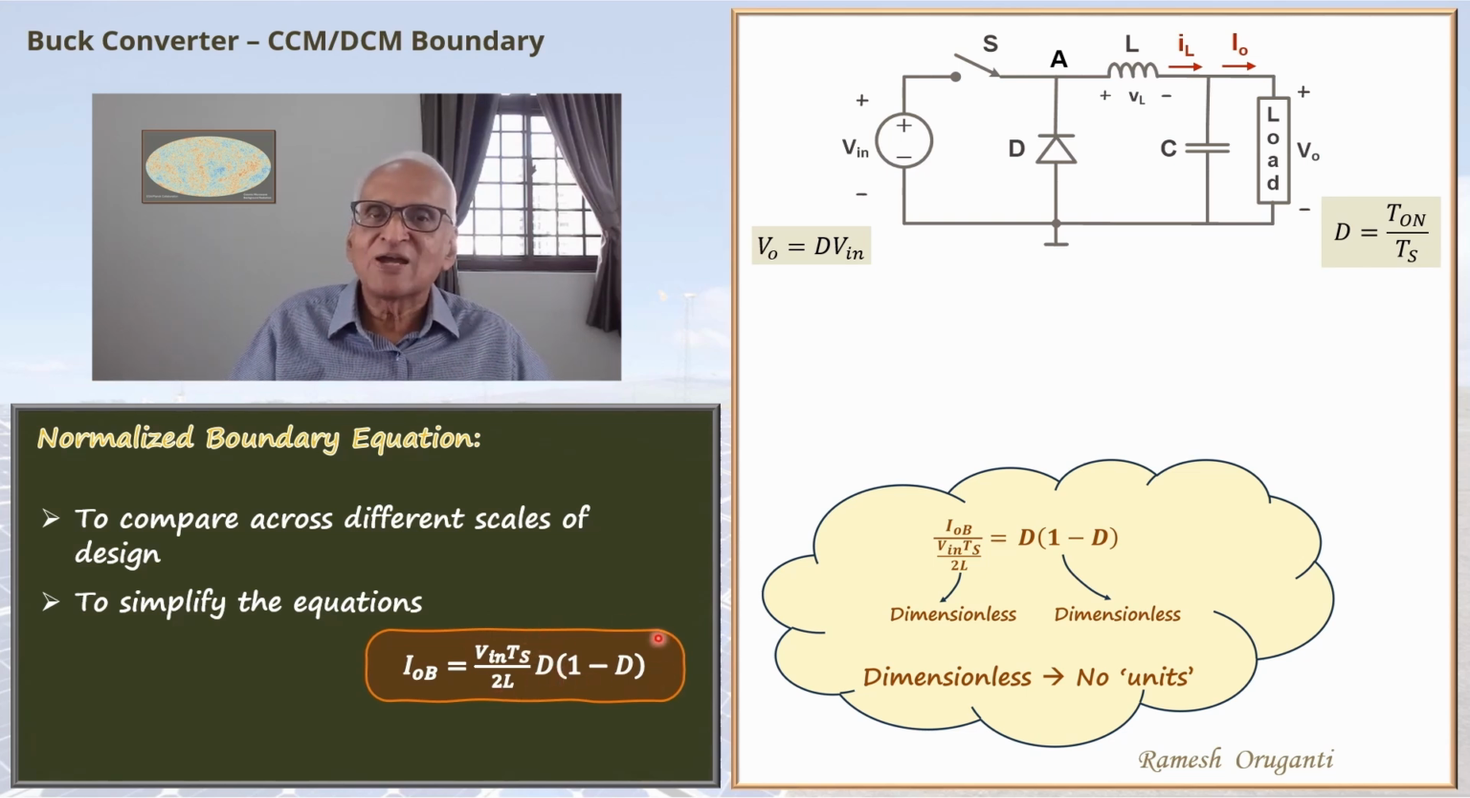1 minus D is dimensionless. So the left hand side is amperes. The right hand side must be amperes. So Vin Ts by 2L must be amperes. You can check it out.